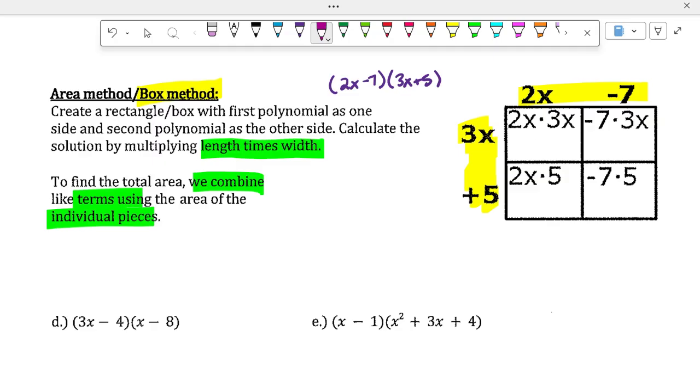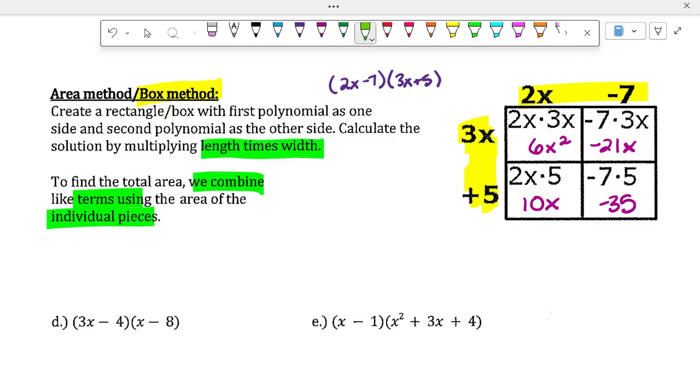So what's 2x times 3x? 6x squared. Negative 7 times 3x? Negative 21x. 2x times 5? 10x. Negative 7 times 5? Negative 35. Then we take everything out of the box and then combine like terms.